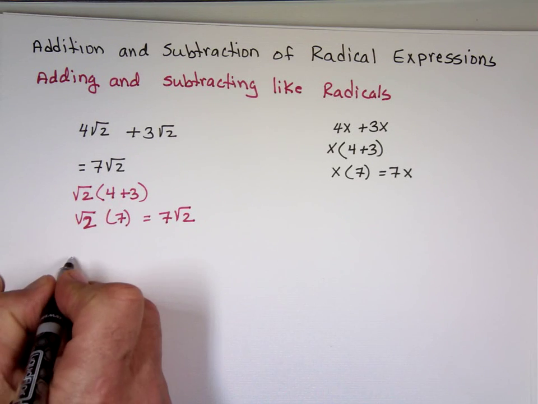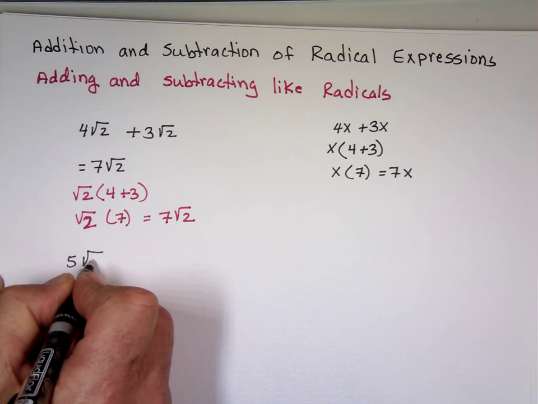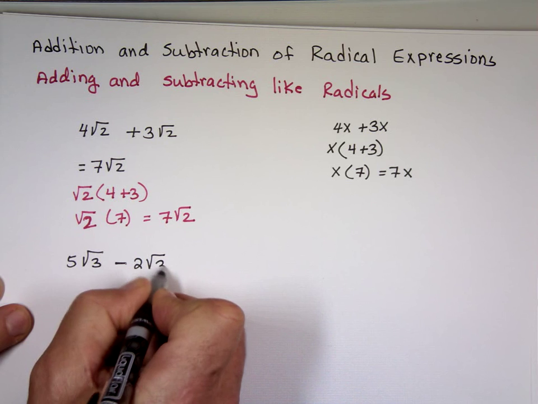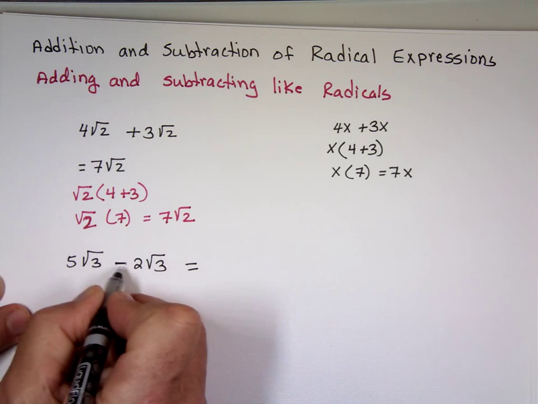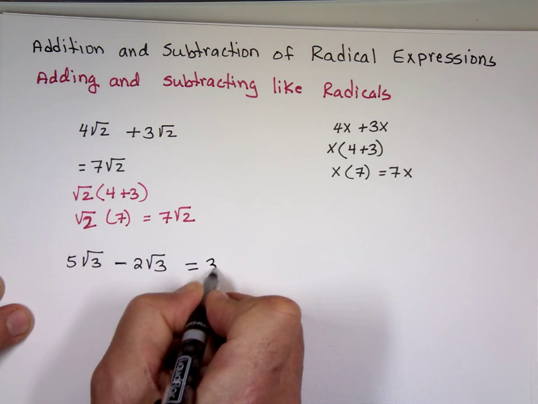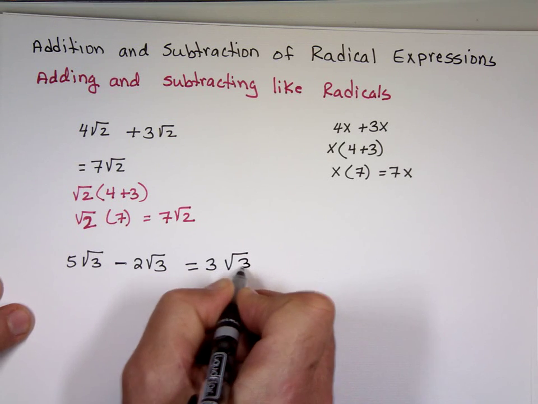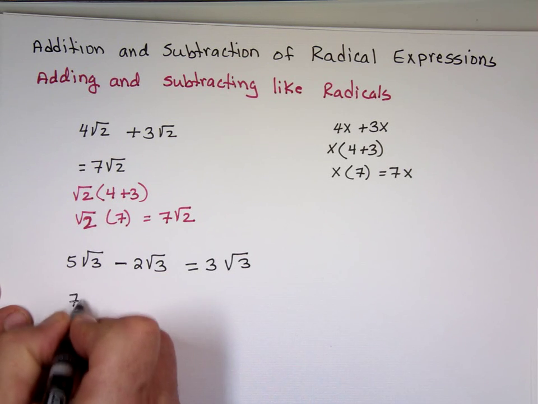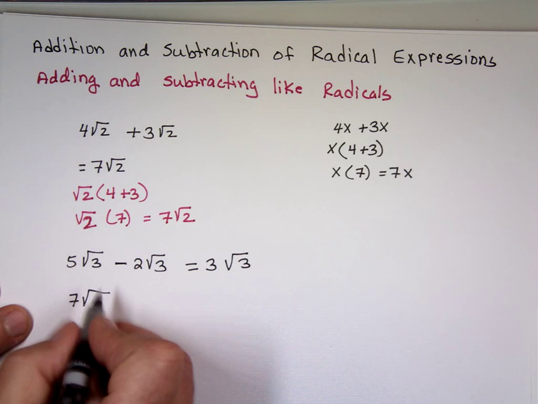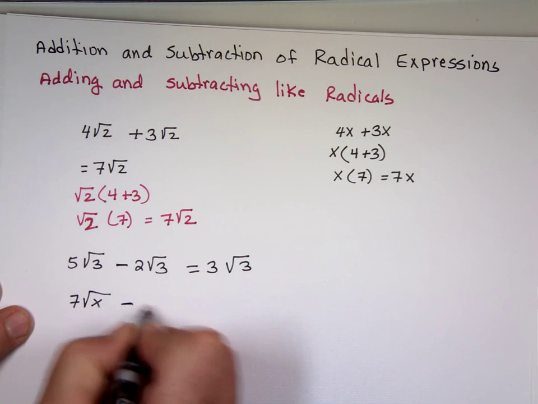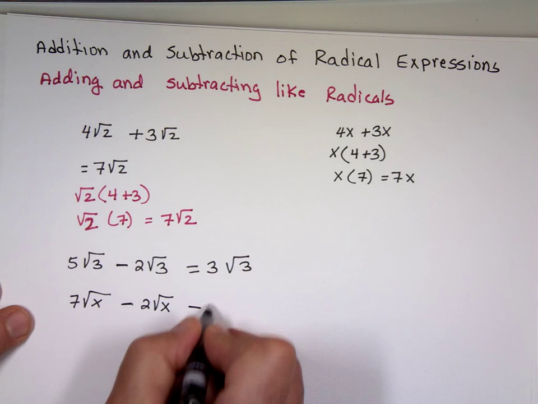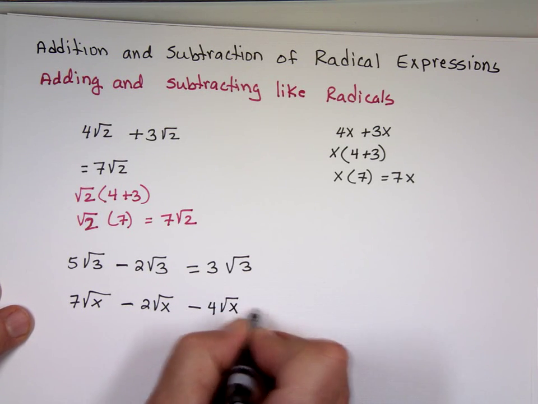So let's take a few examples. 5, the square root of 3 minus 2, the square root of 3. What is 5 minus 2? That's 3, and we keep the square root of 3. What is 7, the square root of x minus 2, the square root of x minus 4, the square root of x?